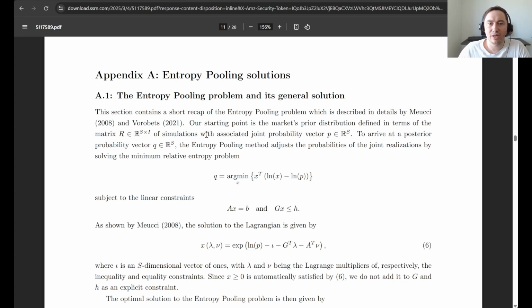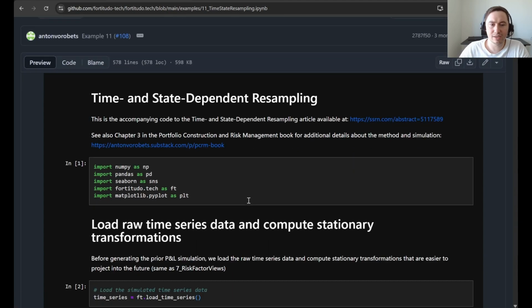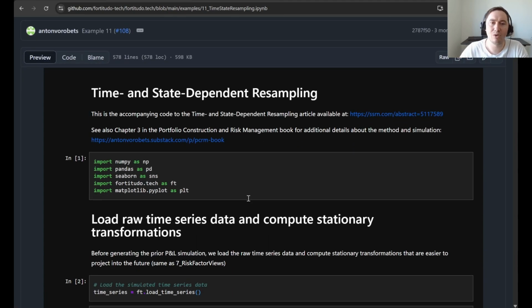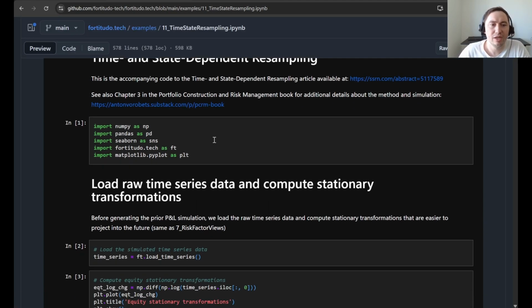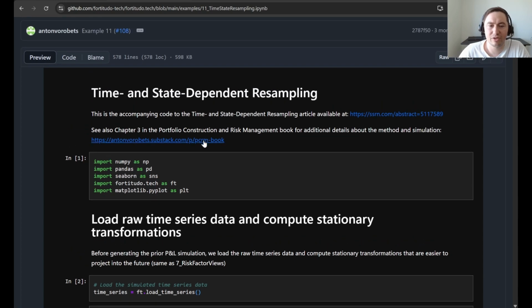Okay, so I encourage you to go through and read this article, and then for the original introduction and to see how it all fits into a bigger picture, read the Portfolio Construction and Risk Management book. Now we'll go back to the code and go through it to see how the computations have been performed. There's also some reference to the Portfolio Construction and Risk Management book.